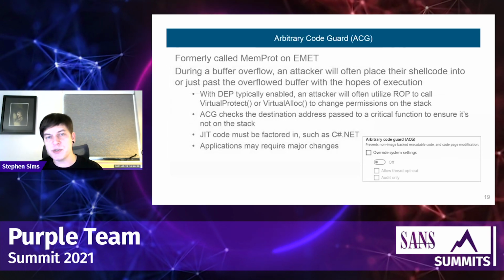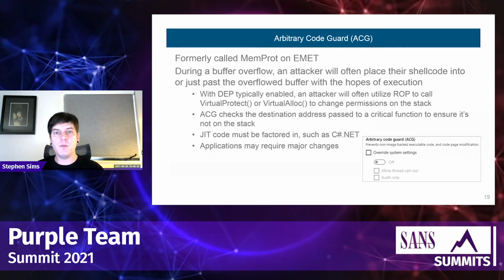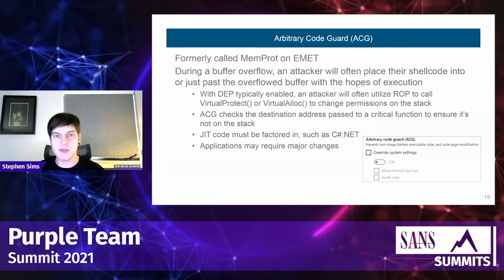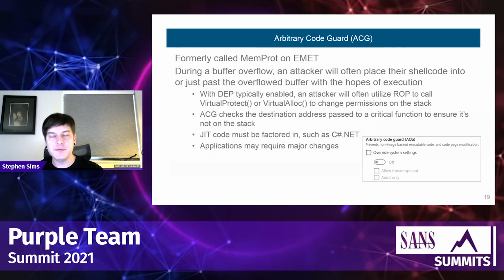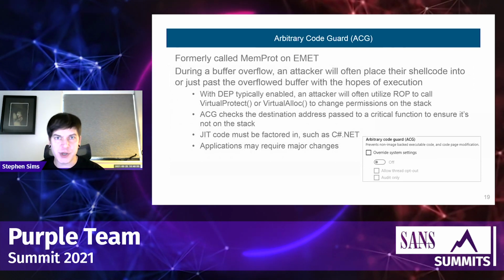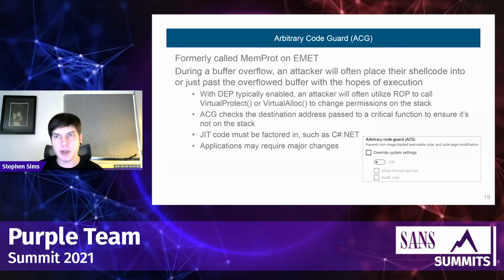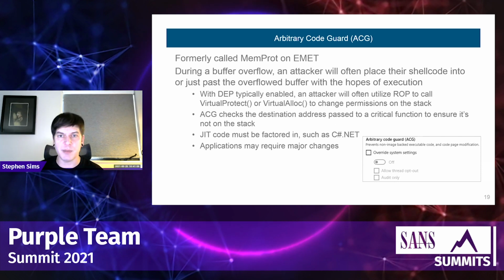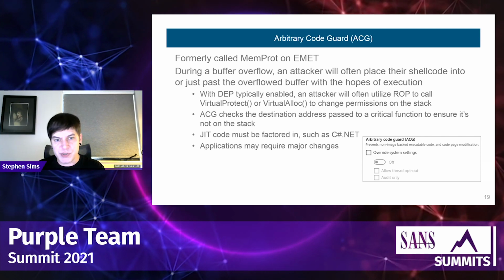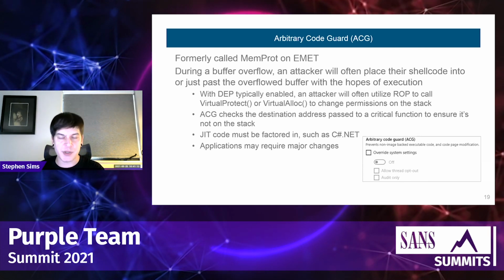Arbitrary Code Guard. So this used to be called MemProtect in the Enhanced Mitigation Experience Toolkit. But typically, as an attacker, if it's a stack overflow, we like to put our shellcode on the stack. And if DEP is on, we can write a ROP chain, return-oriented programming chain, pretty easily to change the permissions in memory to disable DEP. That's not hard to do, unless there's a bunch of mitigations stopping me. So if I can change permissions in memory, I can return to the shellcode on the stack where I've changed permissions and we can get execution.